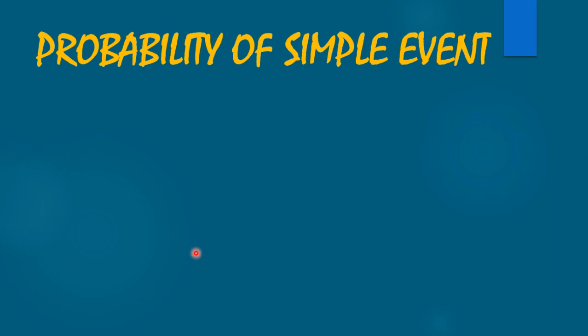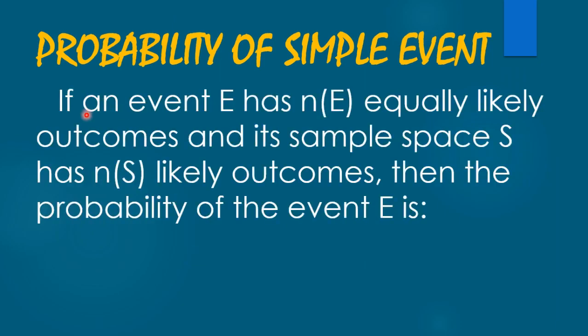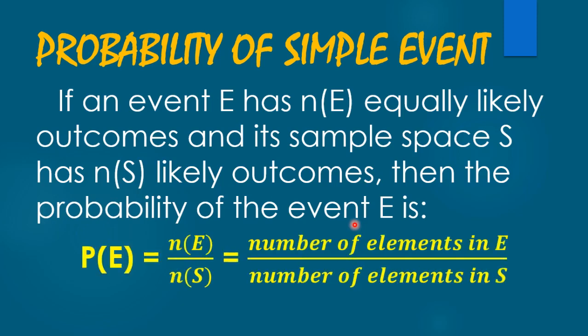The probability of a simple event: if an event E has a number of elements, equally likely outcomes, and its sample space S has a number of elements in the sample space, equally likely outcomes, then the probability of the event E is given by this formula. The probability of the given event is equal to the number of elements in the event over the number of elements in the sample space.